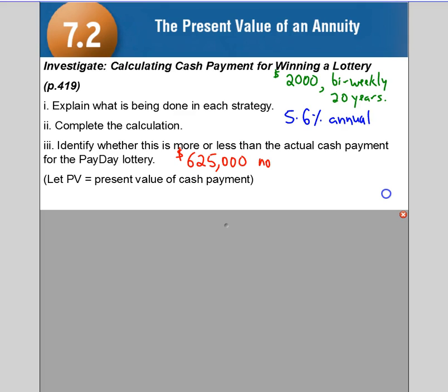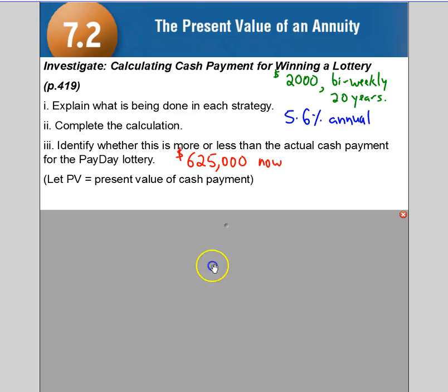So the lottery company would be willing to write you a check for $625,000 right now, or pay you $2,000 every 2 weeks for 20 years. And the question is, are those equivalent options? Which one you would prefer is a different question to answer.